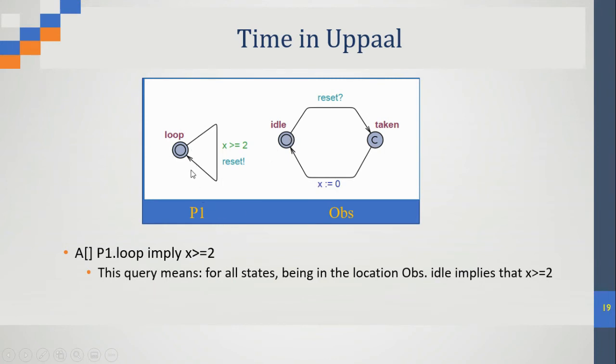So how about the loop? The loop is the same. Actually, this location and this location work together. In the beginning, the first location in the timed automaton will be loop. At the same time, the observer will also be in the idle. So here the time is 0.